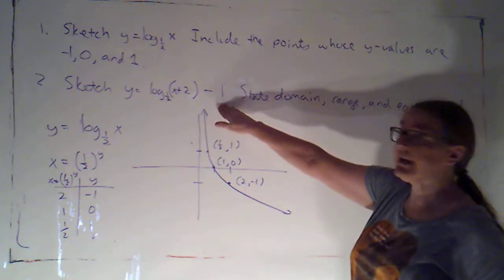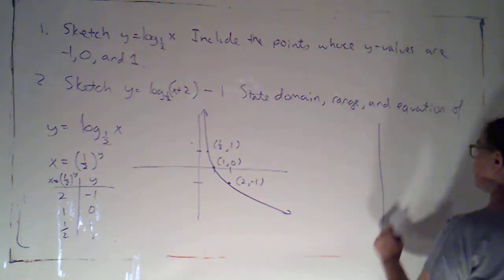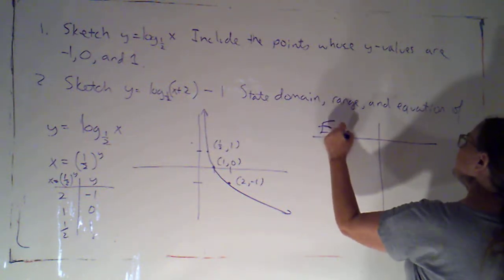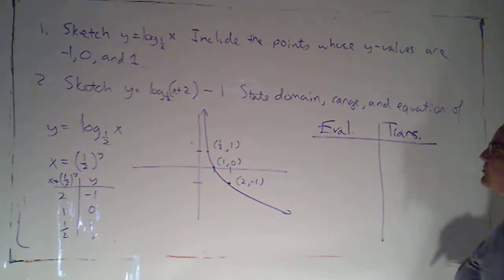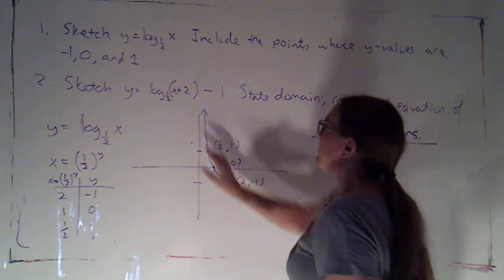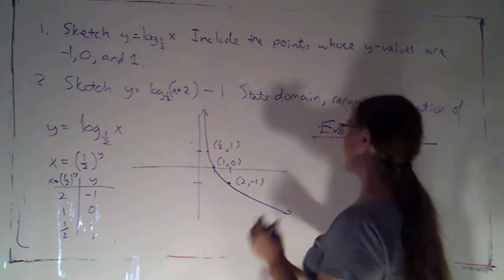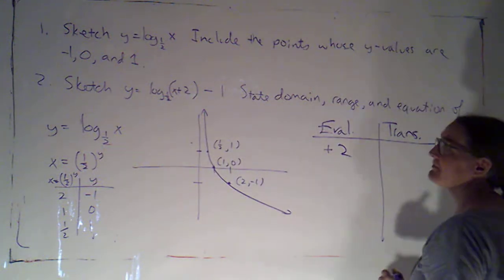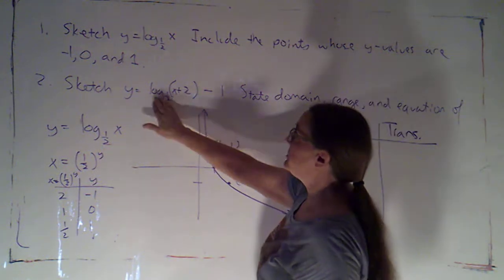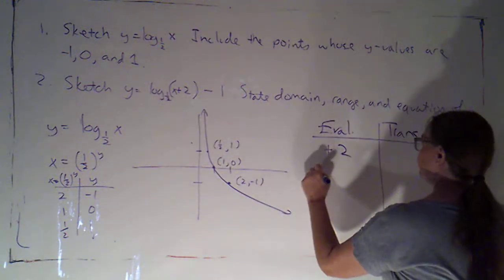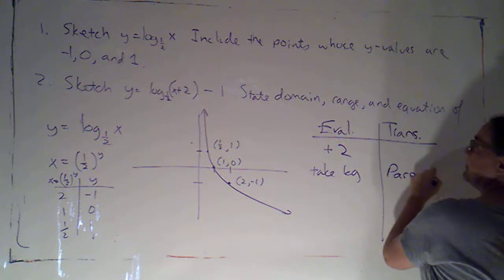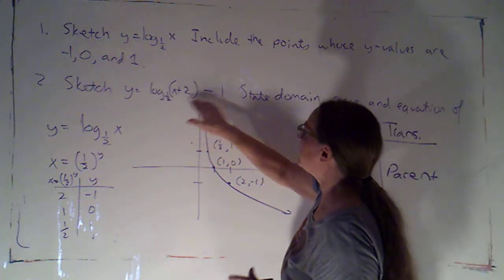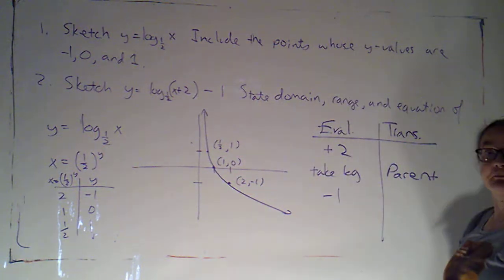All right, so now in evaluating this transformation, what would I do in evaluating the function, and how does that transform the graph? Well, we always start with parentheses. So the first thing I would do is I would add 2. Once I have x plus 2, I'm going to take the log. And that's my parent function. Once I've evaluated the log, then I'm going to subtract 1.